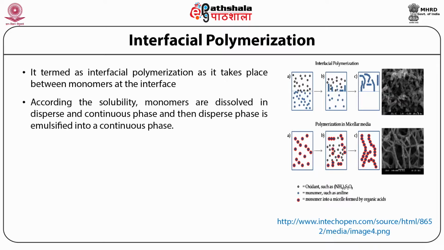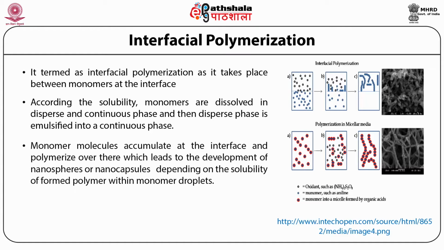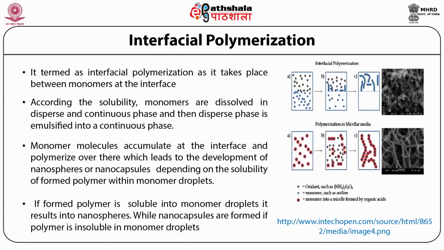According to solubility, monomers are dissolved in the dispersed and continuous phase, then the dispersed phase is emulsified into the continuous phase. Monomer molecules accumulate at the interface and polymerize there, which leads to the development of nanospheres or nanocapsules depending on the solubility of the formed polymer within the monomer droplets. A formed polymer soluble in monomer droplets results in nanospheres, while nanocapsules are formed if it is insoluble in monomer droplets.